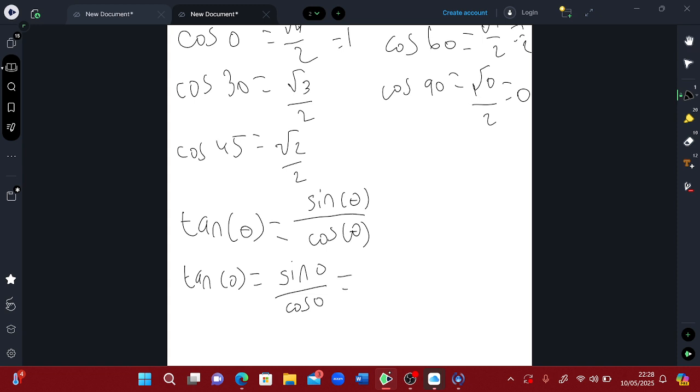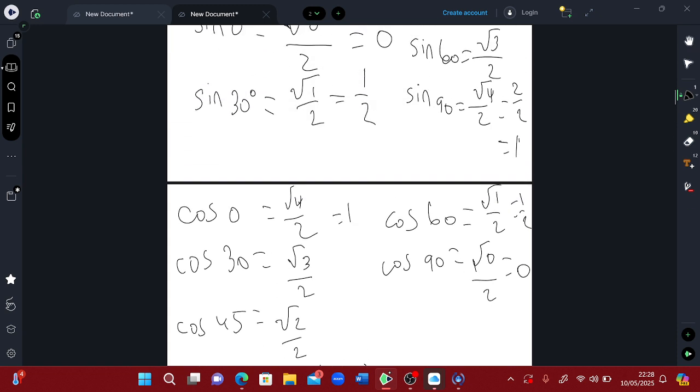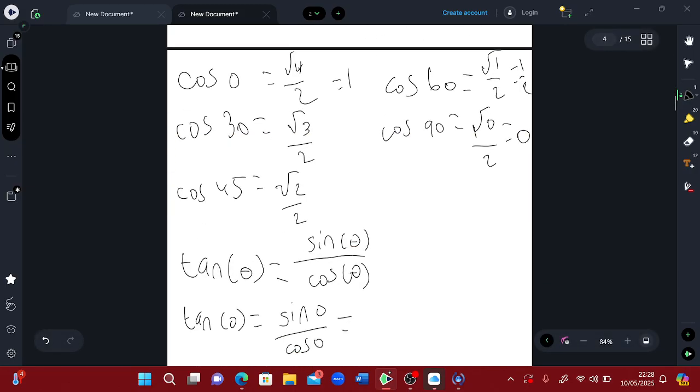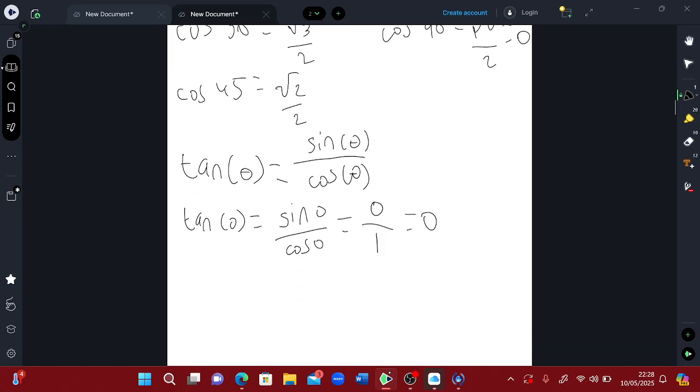So sine 0 over cos 0, well, we've seen that sine 0 is 0, and cos of 0 is 1. So 0 over 1, which is 0. So tan of 0 is 0. Now let's do tan 30. Now this is sine 30 over cos 30.